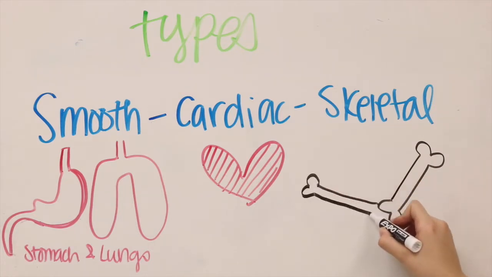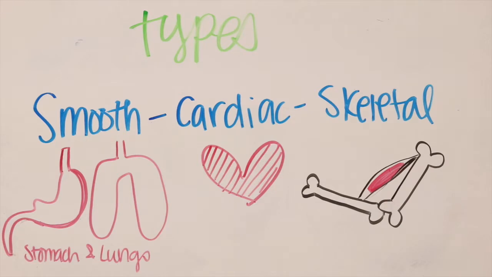Skeletal muscles also have a striped appearance. There are also 640 skeletal muscles. Skeletal muscles are determined because they are attached to, obviously, your skeleton or bones. Smooth and cardiac muscles move involuntarily, while skeletal muscles are the only type of voluntary movable muscle.